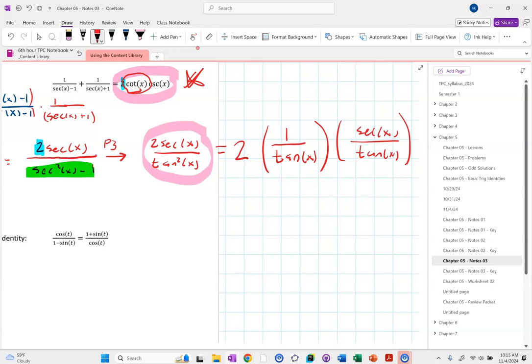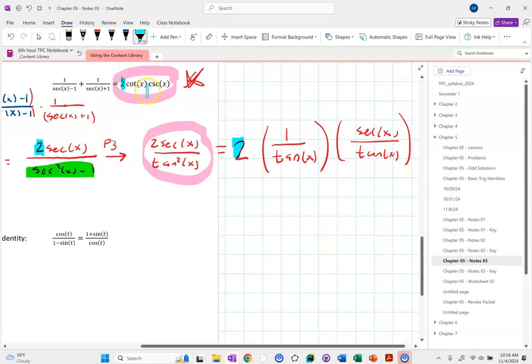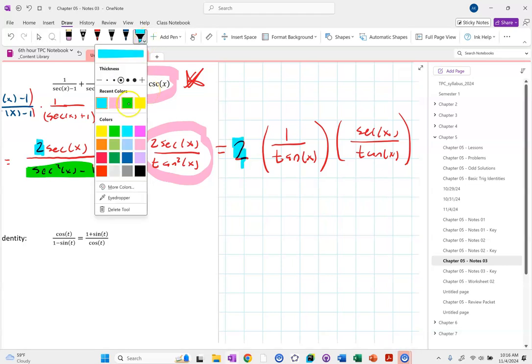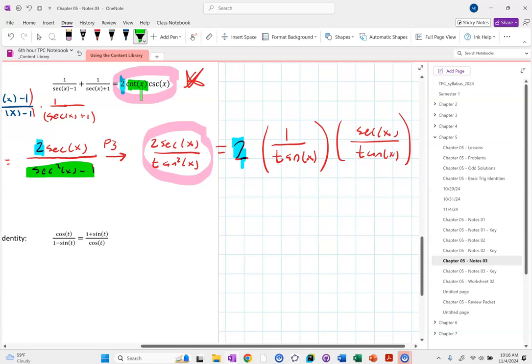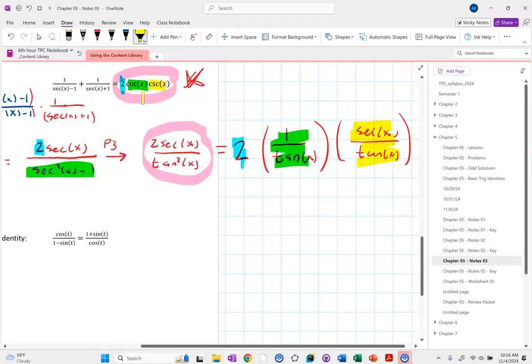So I'm breaking it into 3 things. I know the first thing has to be a 2. I know the second thing has to be a 1 over tangent. And everything else I'm going to stick into the last part, because hopefully that's all going to cancel out and give me cosecant. So that's the 1, 2, 3. Like I have, this is this part, this is going to be this part, and this is going to be that part.